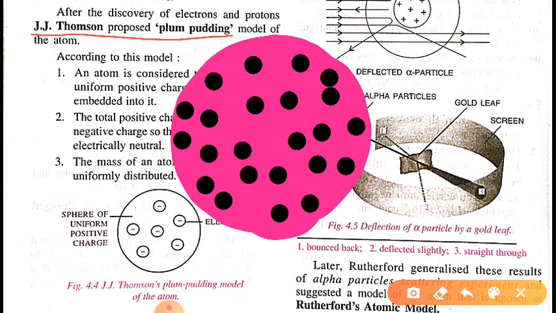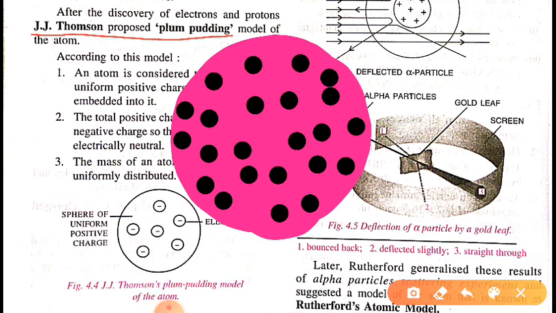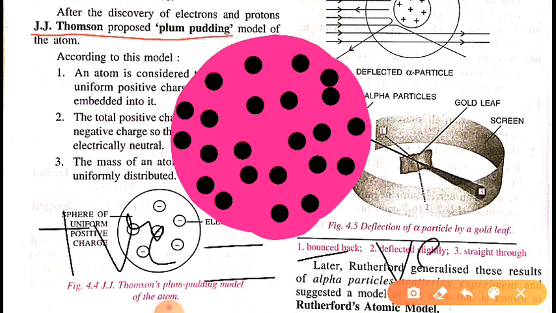Now next, he told that the total positive charge is equal to the total negative charge. That is why the whole atom is electrically neutral. It means that the total positive charge will be equal to the total negative charge. Okay, that is why the atom is electrically neutral.